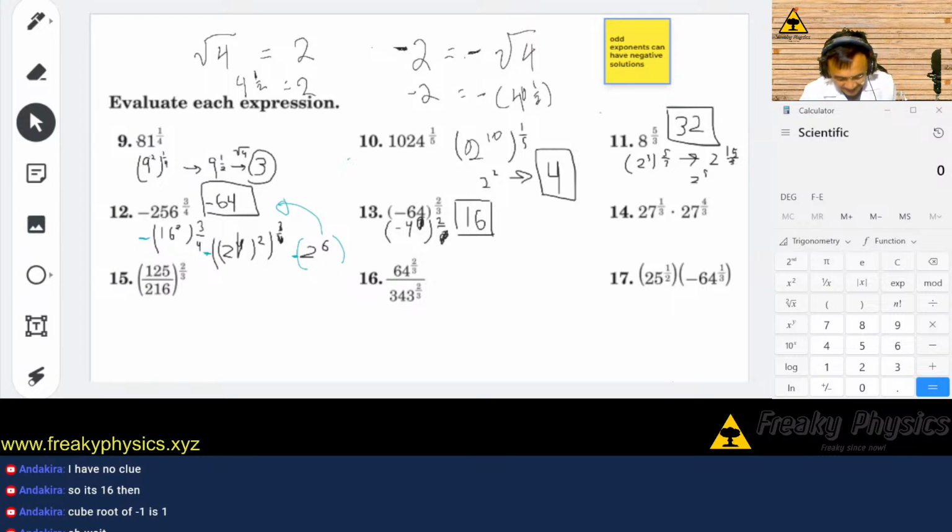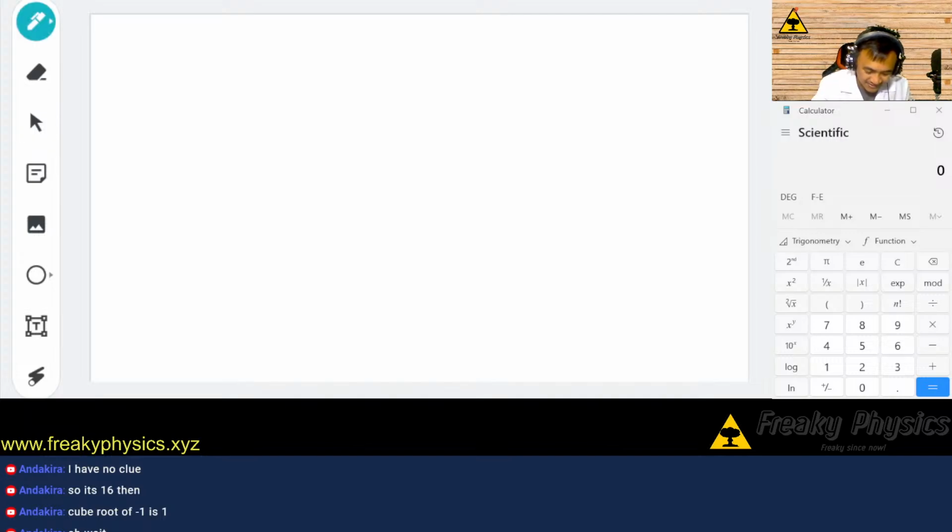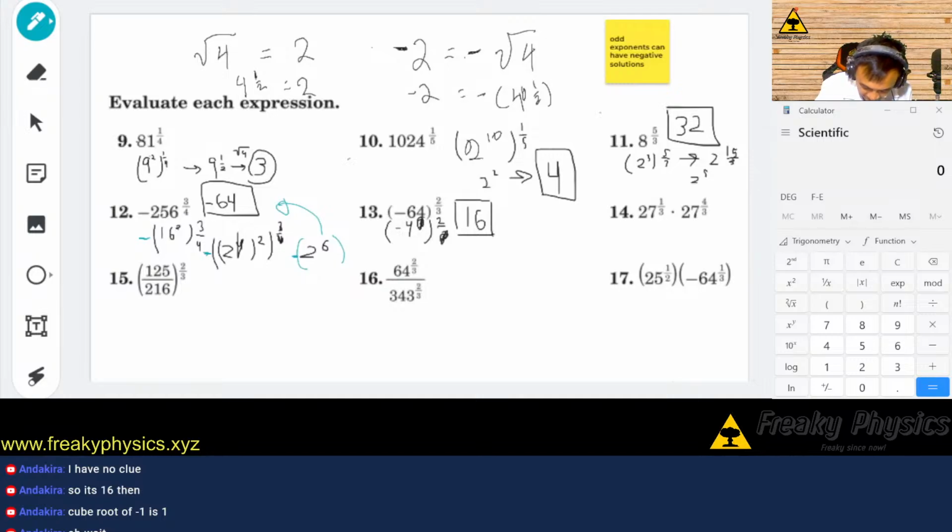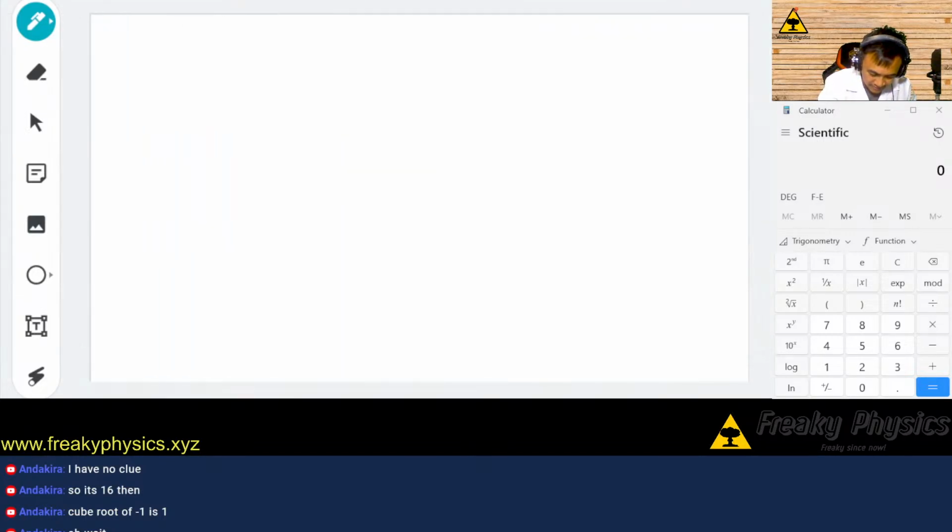All right, great. I'll show you his solution just real quick before we move on. I'm gonna copy that. What's the number again? Negative 64 raised to 2/3, right? Negative 64 is in the bracket. That's gonna be equal to the cube root of negative 64 squared, right?